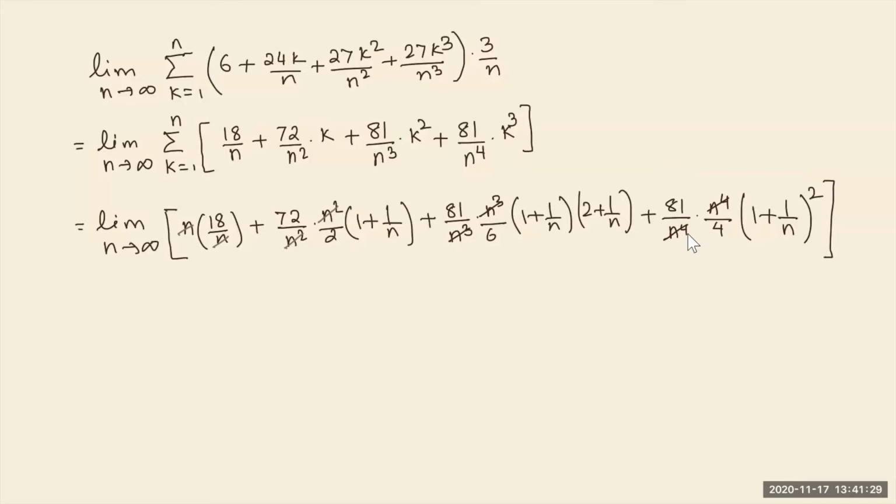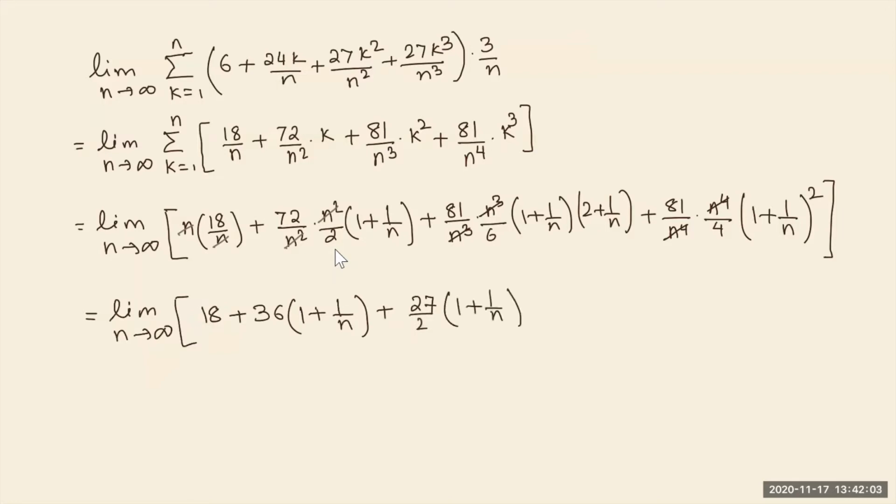That will be equal to the limit as n approaches infinity. The first one is 18, plus here we have 72 divided by 2, which is 36, times 1 over n, plus next we have 81 divided by 6. You can reduce that fraction and write it as 27 over 2, then you have 1 plus 1 over n and 2 plus 1 over n. Then plus the last one is 81 over 4, which is already a reduced fraction, so you can write it as it is: 81 over 4, times 1 plus 1 over n, quantity squared.